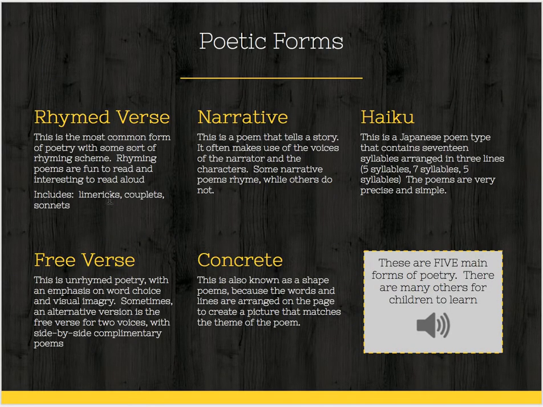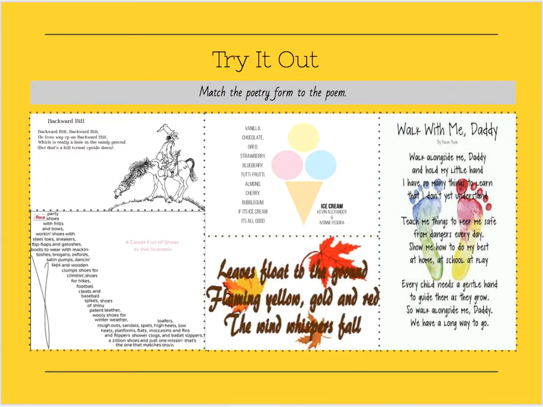And then we talk about 5 poetic forms. Click on our speaker for information on that. And then we have a try it out. This is our last try it out. So you're going to match the poetry form from the last slide to the poem, and we have 5 poems. So you'll have to figure out which poem matches the poetic form. And take a picture when you have your answers, and then check your answers on the next slide.